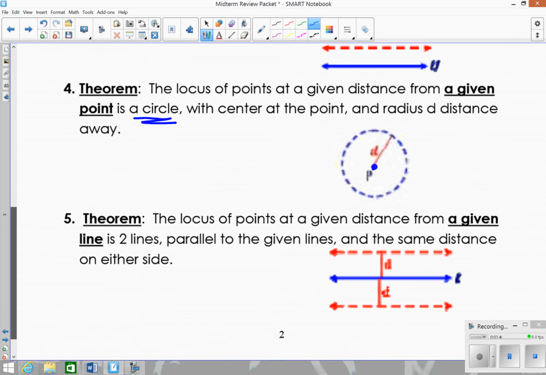In the last theorem, if you start with 1 given line, what you're going to get out is 2 lines that are parallel to the given line, and they're the same distance away from it. So let's look at a couple examples.